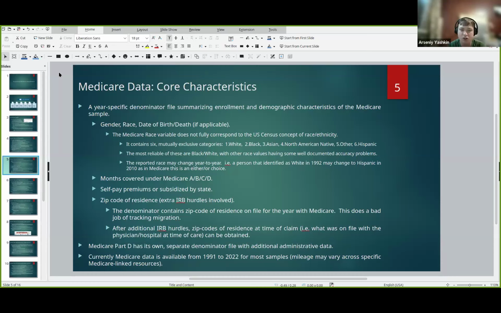We have zip codes of residence, which unfortunately we don't provide with the NLTCS. So you will not be getting these. You'll be getting a state level geographic indicator. But as of the releases available right now, we do not make the zip codes available. We may make them available in the future. Medicare Part D has its own separate denominator file, which is also quite useful. And again, 1991 through 2022 is what you get right now.